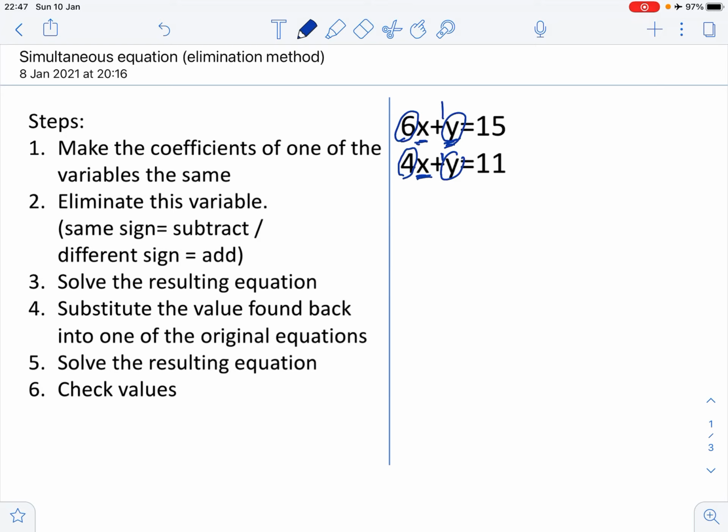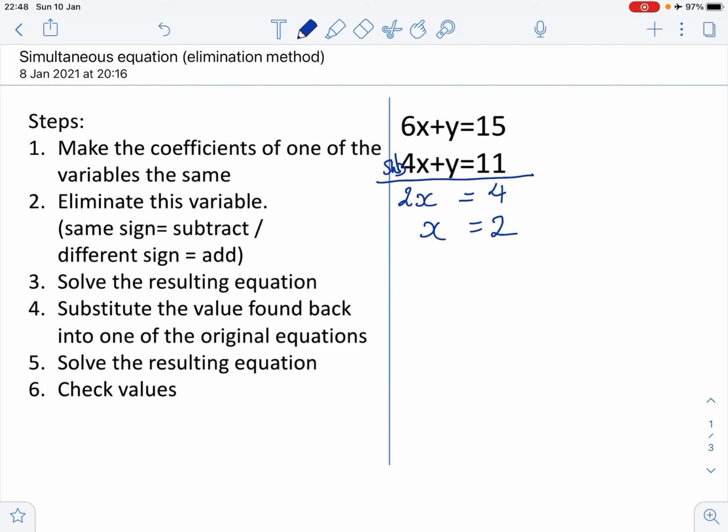Then step 2, we're going to eliminate this variable. If we have the same signs, so both are plus y, we're going to subtract. So we're going to subtract both equations. 6x subtract 4x becomes 2x. y subtract y becomes 0. 15 subtract 11 is 4. So we know x must equal 2.